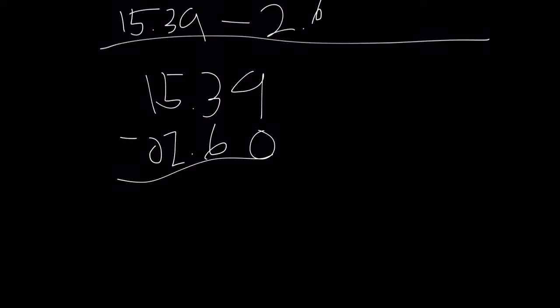9 minus 0 is 9. 3 minus 6, I need to borrow from the 5. 4, that becomes 13. 13 minus 6 now is 7. 4 minus 2 is 2. 1 minus 0 is 1. Bring down the decimal, it's 12.79.